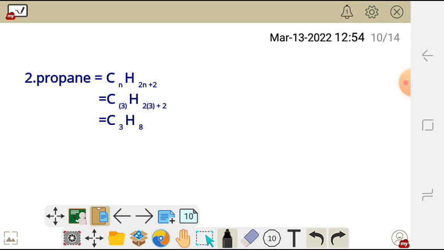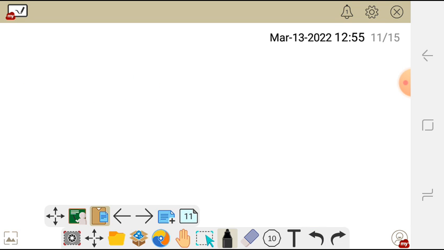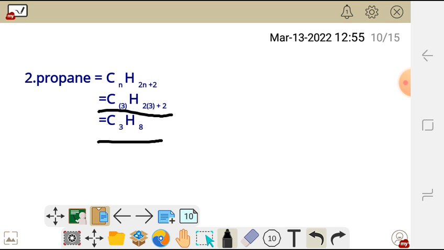Let's also look at the second question, which is propane. When you check under those prefixes, prop is number 3, so it will have 3 carbons in its compound. Where there is n, we replace it with 3. So it will be C3H8. To draw its structure, we are going to draw the carbons first in the middle, the 3 carbons. Remember, there we have 3 carbons and 8 hydrogens.